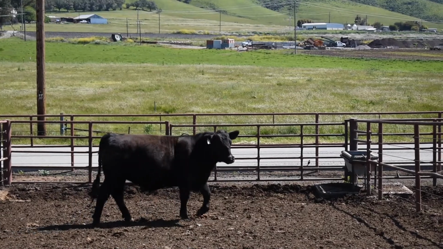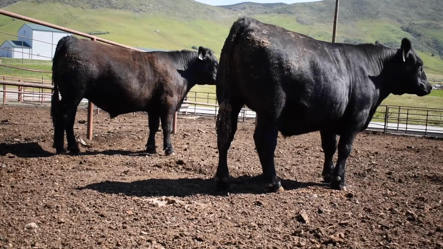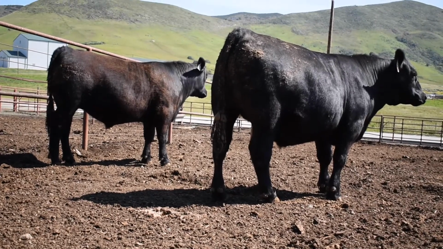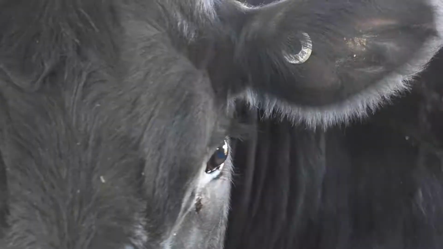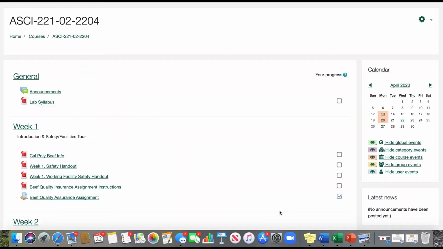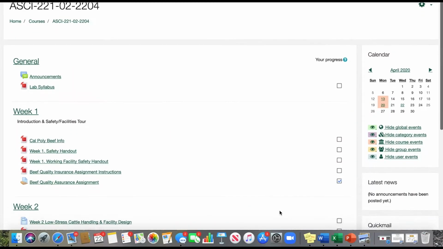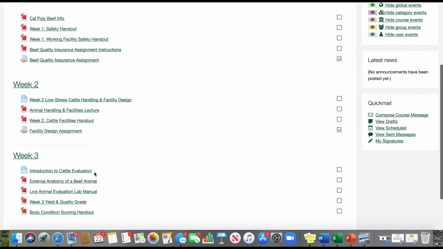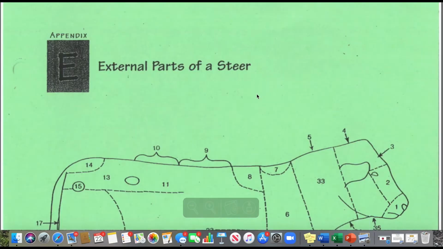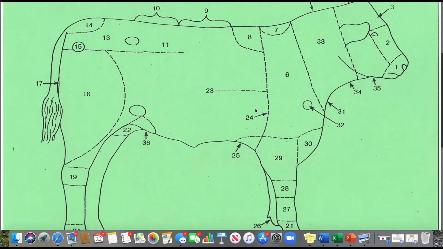So some of the terminology I use whenever I'm evaluating cattle often relates back to the different external parts of a beef animal. And so that is posted on the Polylearn website and it will be used quite extensively. So I'd like you to take advantage of that handout so that you have a better idea of when I'm talking about certain parts of the anatomy, what they mean.